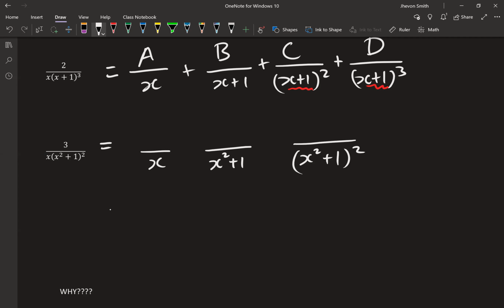Base factor here is of degree 1, which means the numerator needs to be degree 0. The base factor here is a quadratic. The numerator needs to be linear. Base factor here is a quadratic. The numerator needs to be linear. That is the partial fractions decomposition.